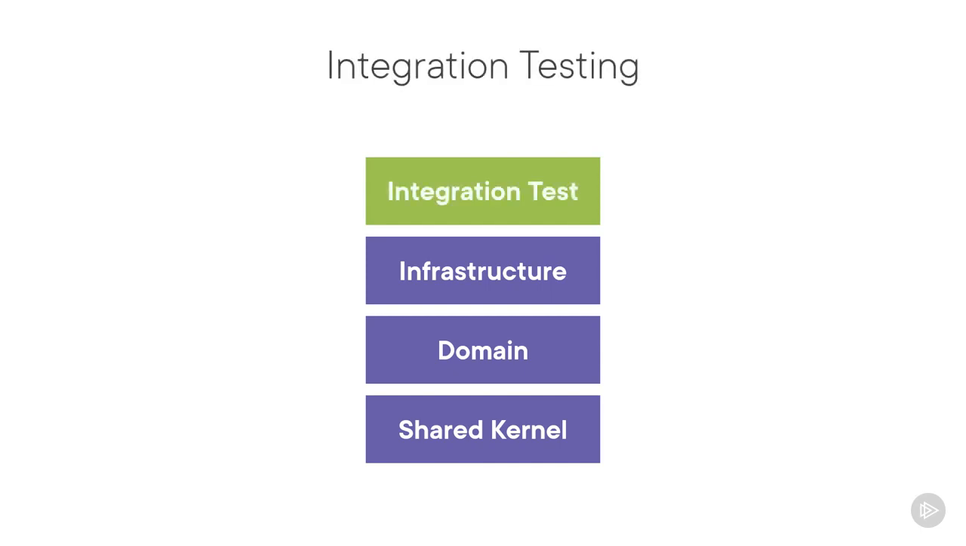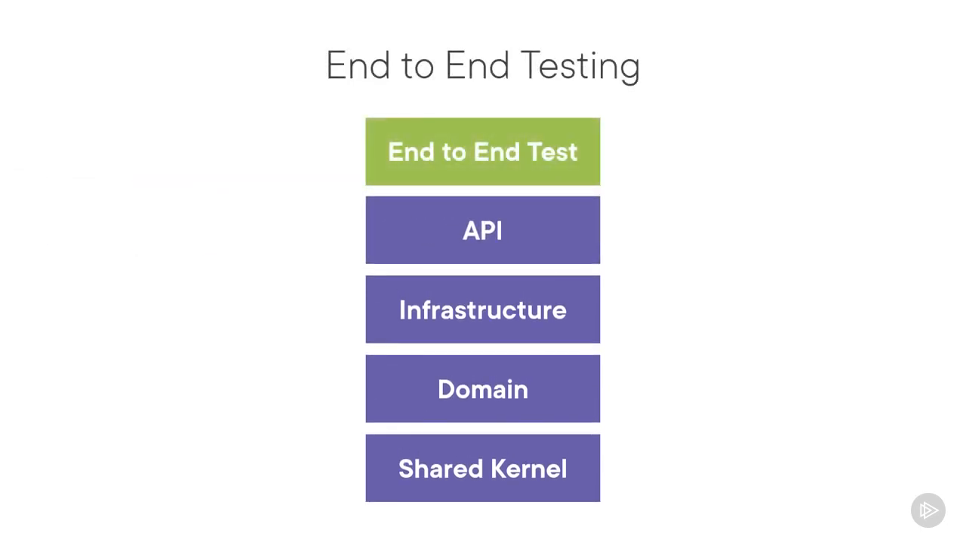Integration tests are performed on top of the infrastructure layer. That allows them to bring in the SQL Server database configuration and make sure that things work against a real database. And then finally, end-to-end tests are done on the API layer. Because of that, they can see how services interact with one another.